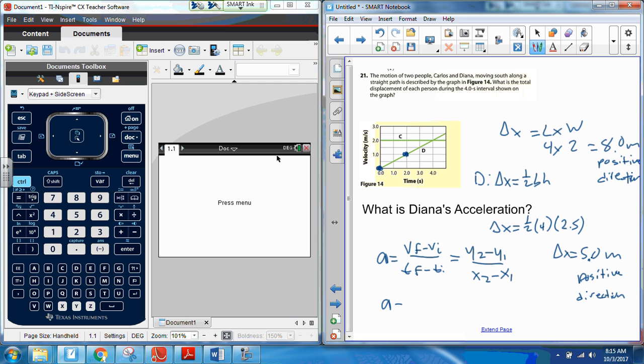So we've got acceleration equals v final. Velocity here is 1 minus v initial was 0 over t final, from the graph is right here, is 2 minus t initial was 0. So the acceleration is equal to 0.50 meters per second squared, positive direction. Okay?